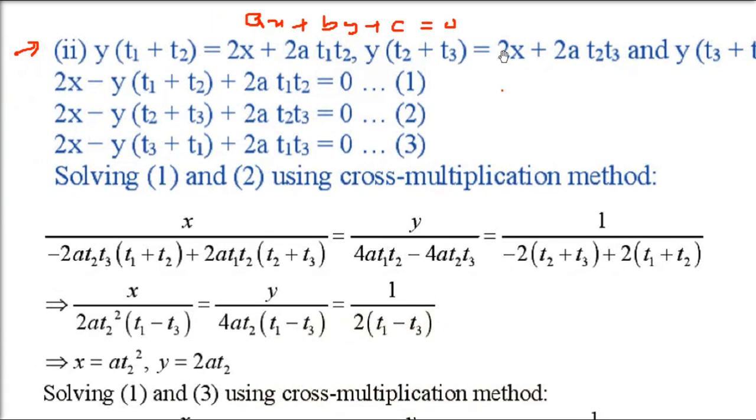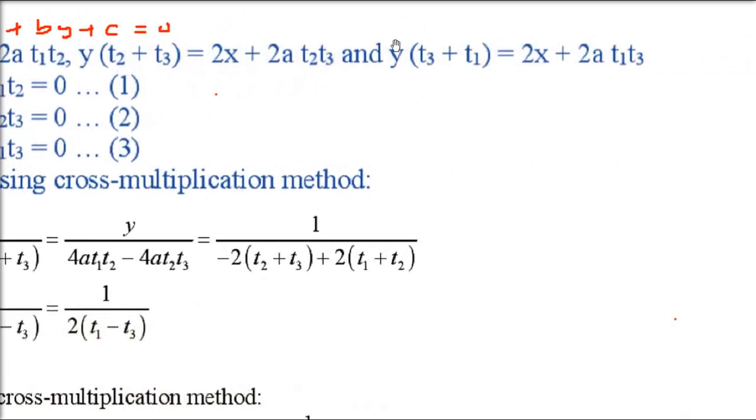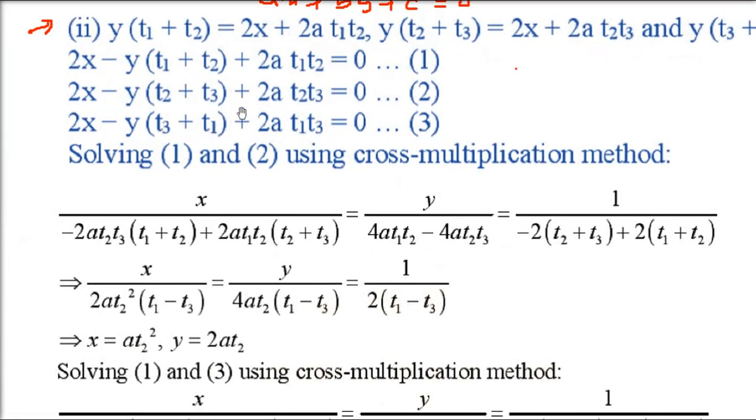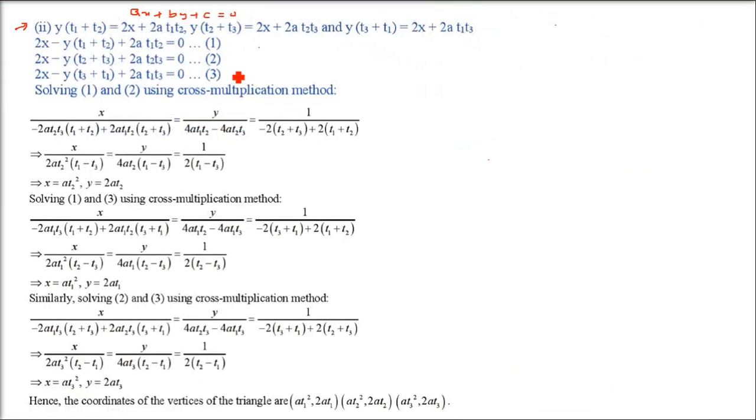y(t2 plus t3), take it on the right hand side. So it will be 2x minus y(t2 plus t3) plus 2a t2 t3. y(t3 plus t1), take it on the right hand side. You will get 2x minus y(t3 plus t1) plus 2a t1 t3. Now these three are the equations. So what we will do, we will do the pairwise intersection of these three equations. So these are three sides actually.